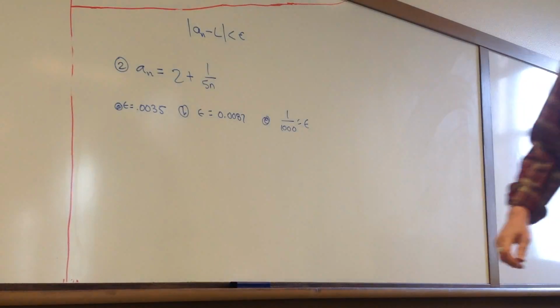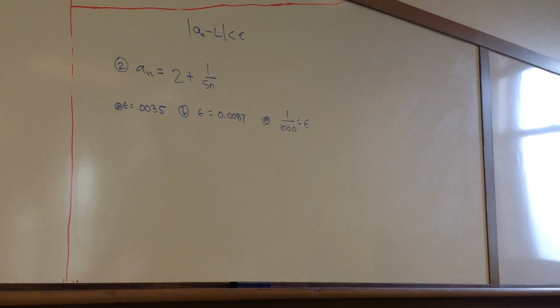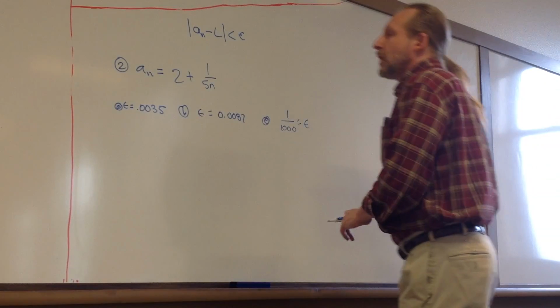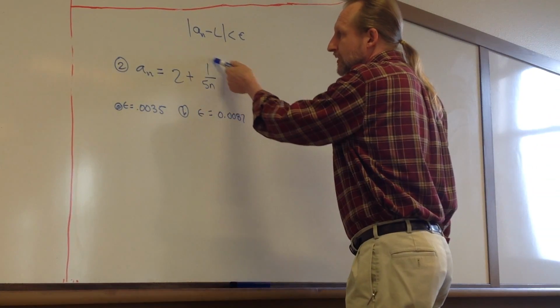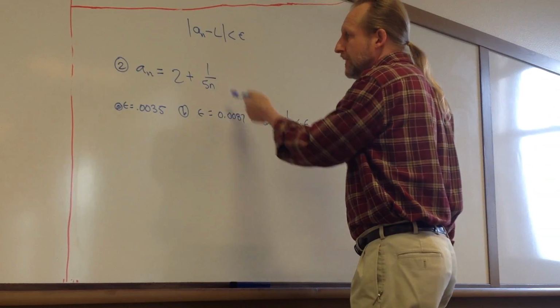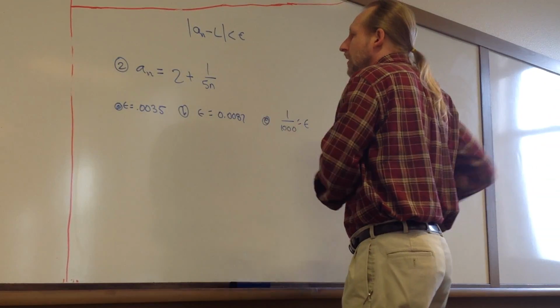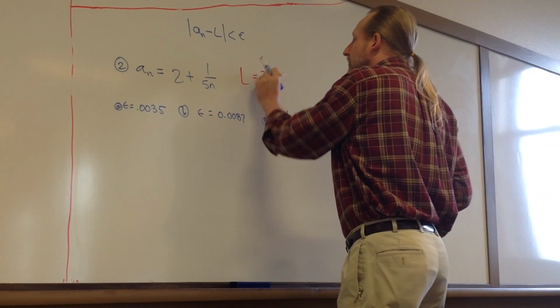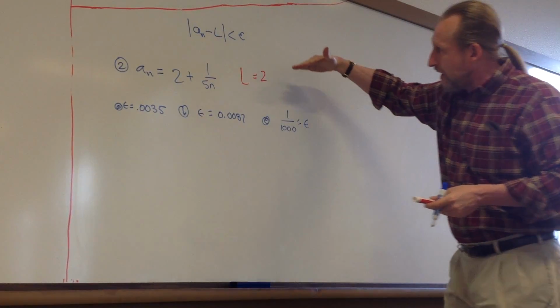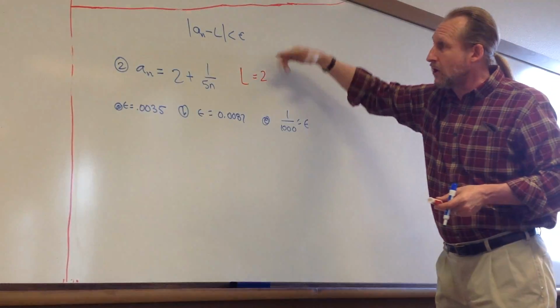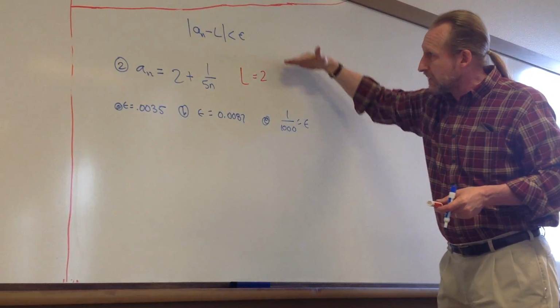Okay. So we're going to set this up the same way. First off, we need to know the limit, right? The 1 over 5n piece goes to 0. This denominator is going to infinity, so this piece is going to go to 0. And so our limit should be 2. And this should be coming towards 2 from above, right? From values that are larger than 2 coming down to 2.